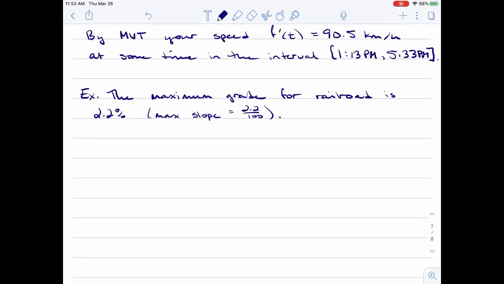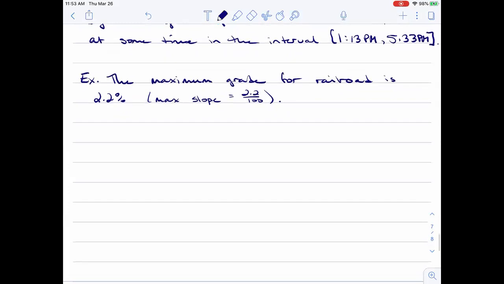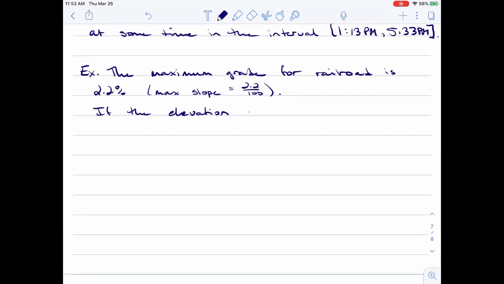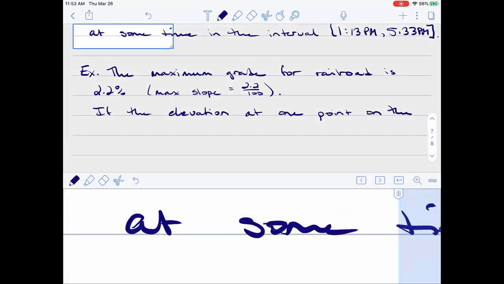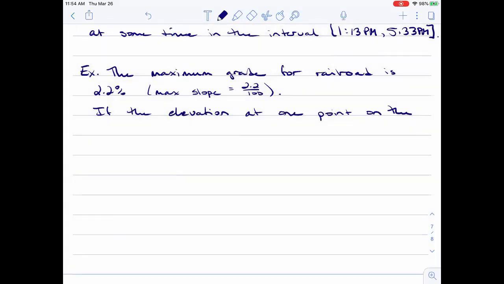So hopefully you guys know the KVR, Kettle Valley Railroad, runs all through the Okanagan. So if the elevation at one point on the KVR, what's happened here? I don't know what that is. Okay, whatever.